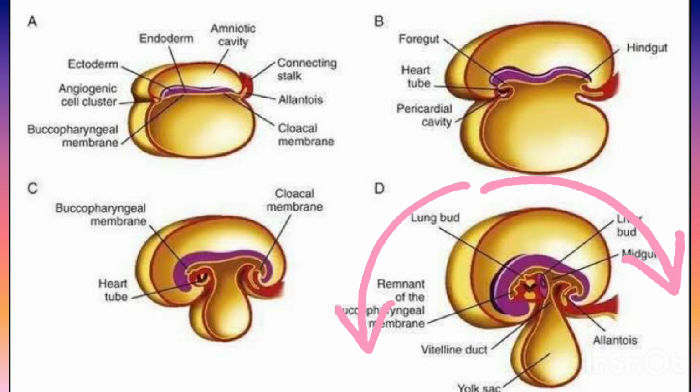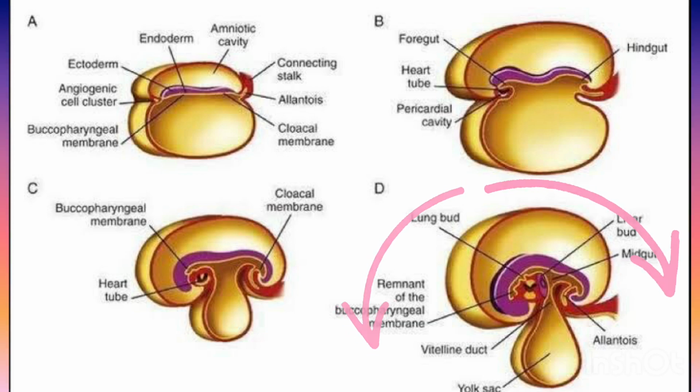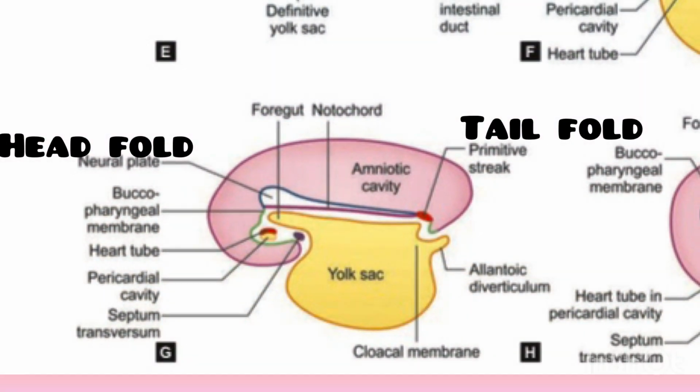As there is further enlargement of the embryonic disc, the embryonic disc becomes folded on itself in the median and the transverse planes, thus forming the head fold and the tail fold, as well as the lateral folds. This is termed as cephalocaudal folding.